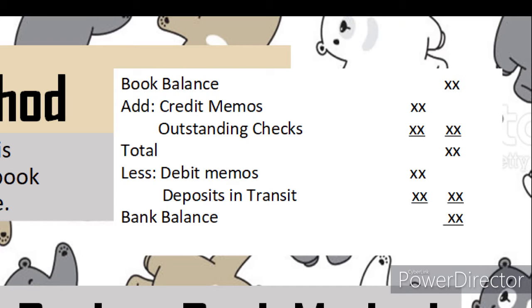So, ang magiging format na ng book to bank method is book balance, add credit memos and outstanding checks, total, less debit memos and deposits in transit equals bank balances.